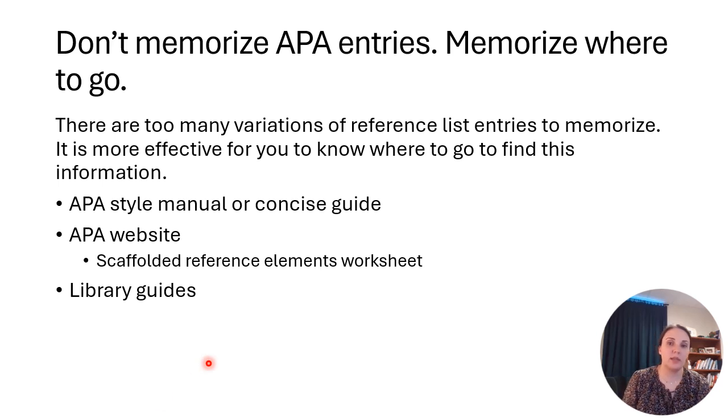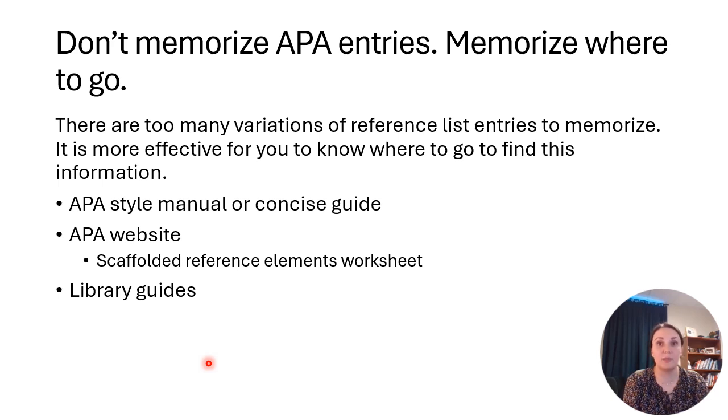So one of the things you need to know, and take this with you when you leave this video, it's not helpful to memorize the APA entries. So don't memorize the APA entries. You need to memorize where to go to figure out how to make the APA entry. There are too many variations of reference list entries to memorize them.